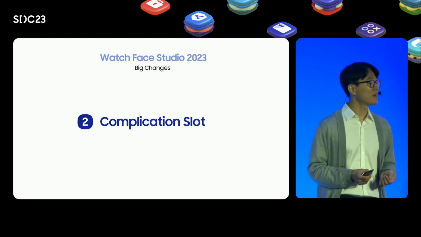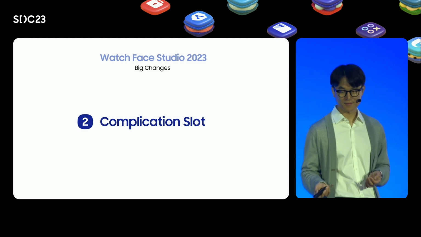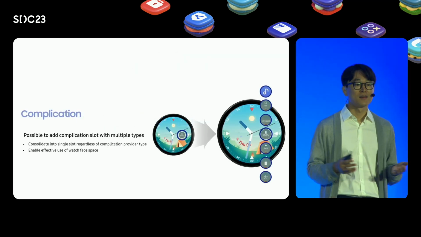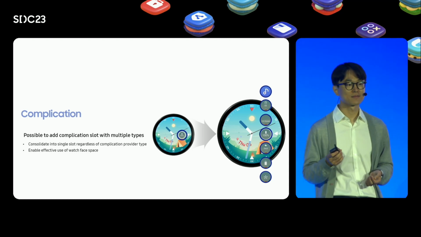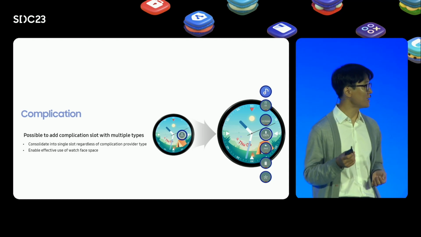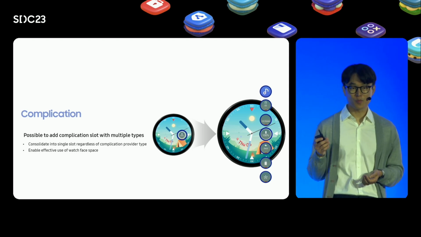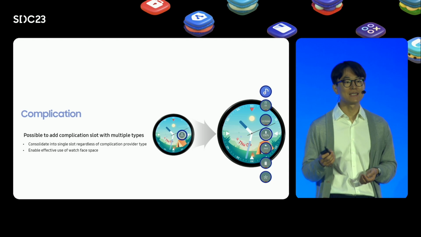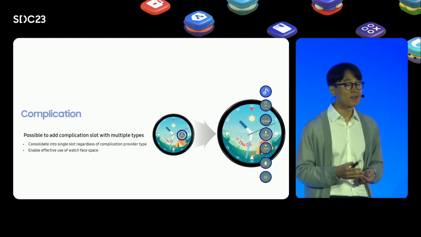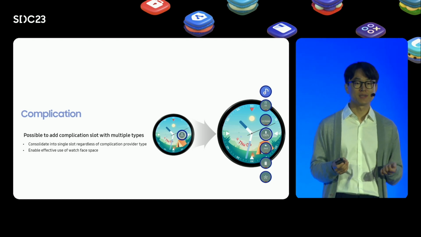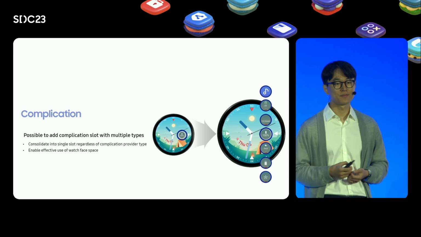The second big change happened in complication slot. Complication is one of the key features of Workspace. This is because it does not simply show a lot of data, but it expresses the information required by the user in easy-to-read visualization. In the previous Workspace Studio, the complication was centered on type of data.